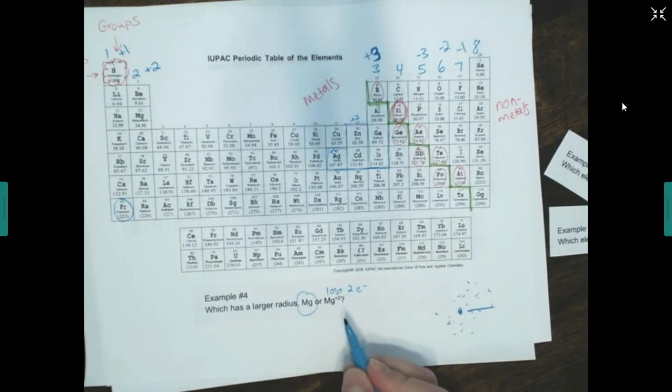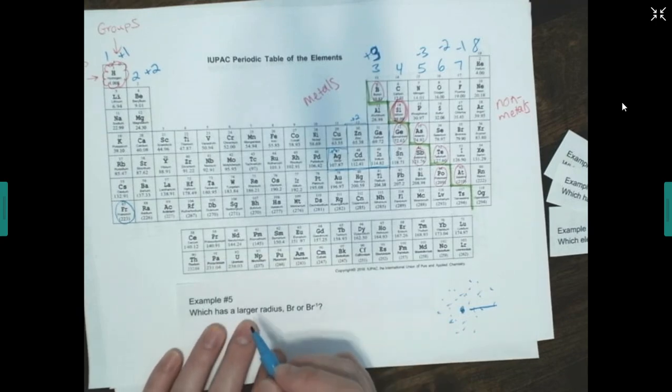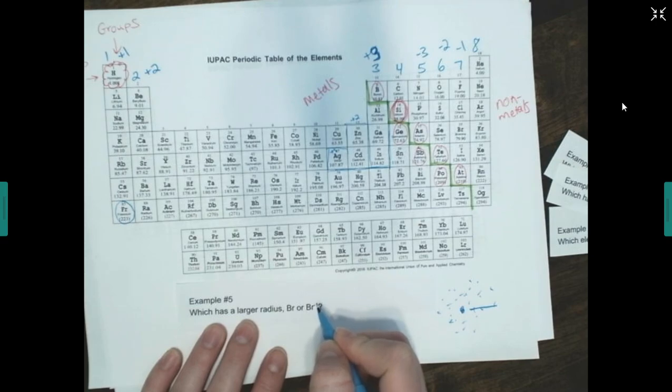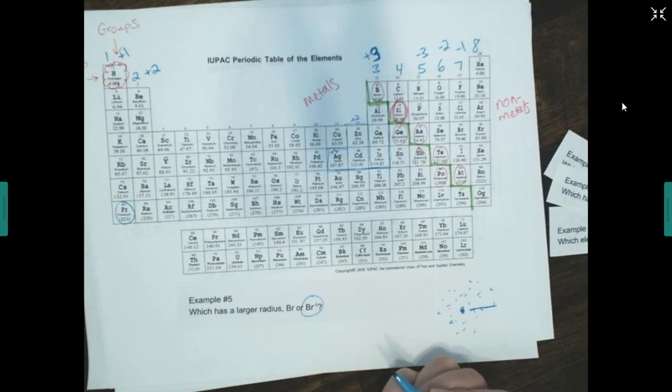It's a little opposite of what some people think. If it's a positively charged ion, it's going to be smaller. And vice versa, if it's a negatively charged ion, it's going to be bigger. This one's saying which is a larger radius, bromine or a bromine ion. This bromine ion, it's kind of hard to see, but that says -1. If it has a -1, that means it has gained an electron. So this one would be larger. Negative ions or anions are larger. Positive ions or cations are smaller.